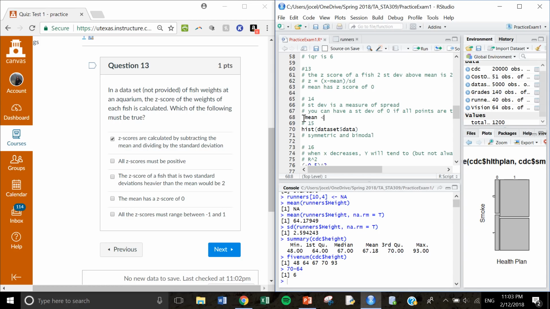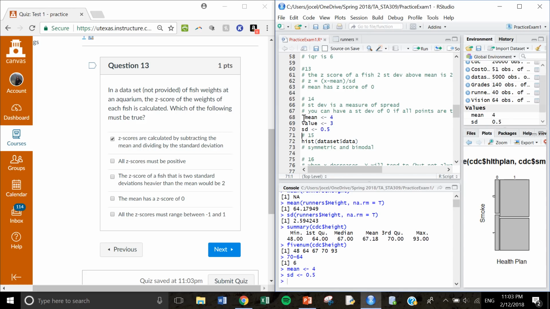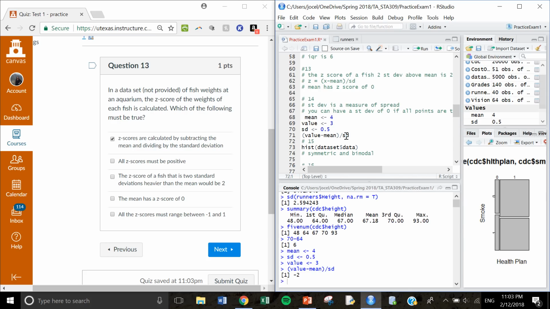the mean is 4, and the value that I got was 3. My value was 3, and the standard deviation is 1/2. So if I have my value minus the mean divided by the standard deviation, I get -2. That just proved any value that's less than the mean is going to have a negative z-score. So this is not true.